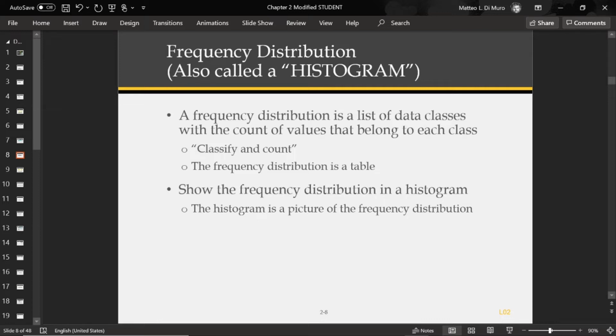So what is a frequency distribution, also called a histogram? A frequency distribution is a list of data classes with the count of values that belong to each class. So you can kind of think of it as a classify and count kind of thing. The frequency distribution is a table, so kind of like the stem and leaf plot, but not really. We can show a frequency distribution in a histogram. So a histogram is just a picture. It's just a graph, and we're going to actually make one.